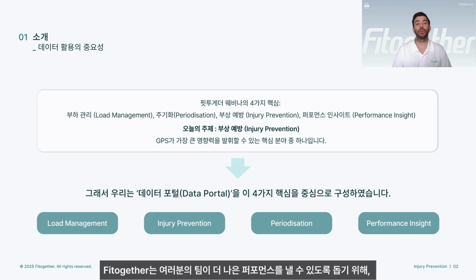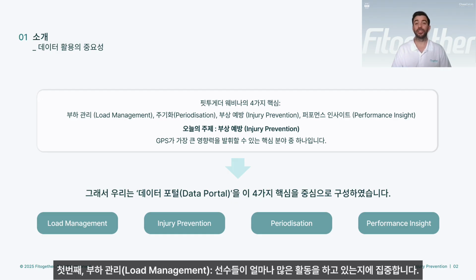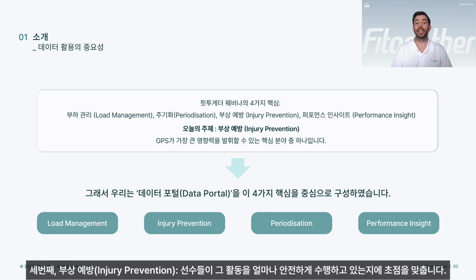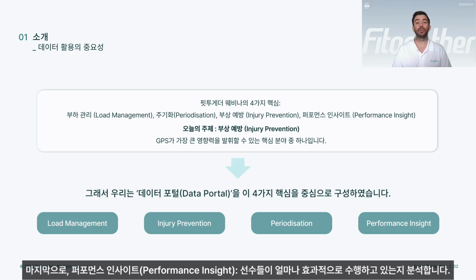Fitogether has created 4 pillars that represent the foundation of everything we want to help you achieve. First is load management, which focuses on how much players are doing. Second is periodization, which focuses on when they're doing it. Third is injury prevention, which focuses on how safely they're doing it. And lastly, performance insight focuses on how effectively they're doing it.